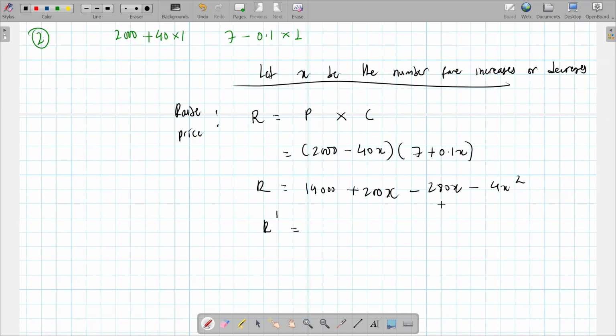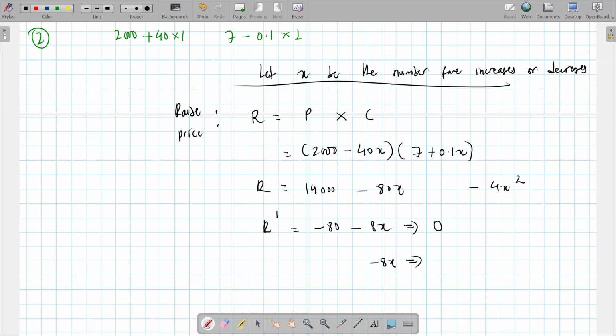What's going to be the derivative of this? It's pretty simple. 14,000 disappears. It'll be 200 minus 280. We can even write this as negative 80x to make our lives easier. So the derivative of this would be negative 80 minus 8x. We set this equal to 0, right?